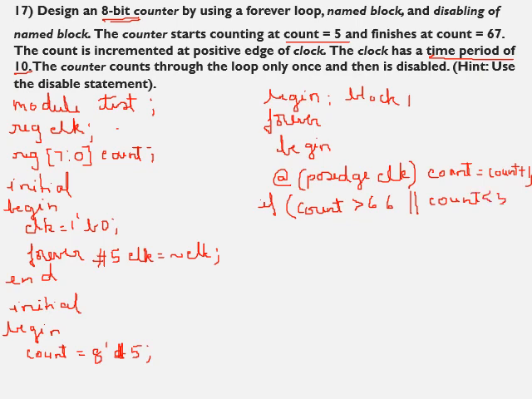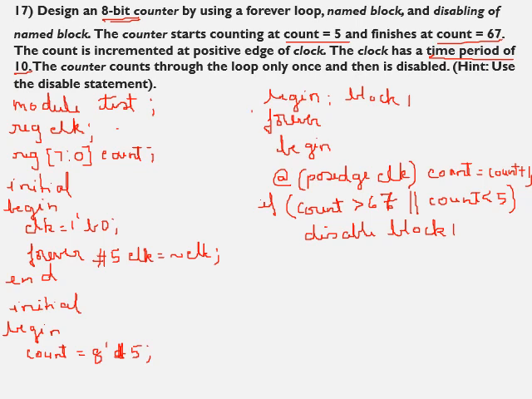So if it is less than 5, it has to come out of the loop, or if it is greater than 66 or 67, I will take, it has to count until 67, finishes at 67, no? Okay. So till 67 we will have, when it becomes greater than 67, I will disable block 1. So it will come out of this block itself.